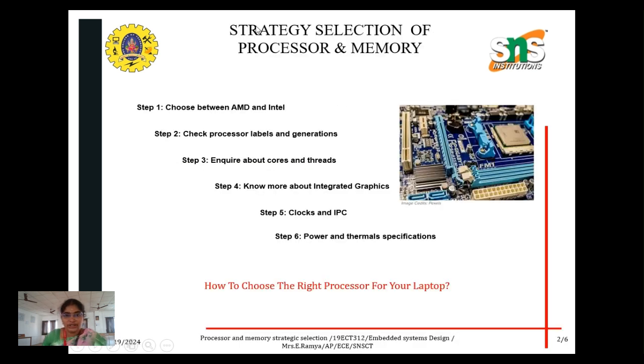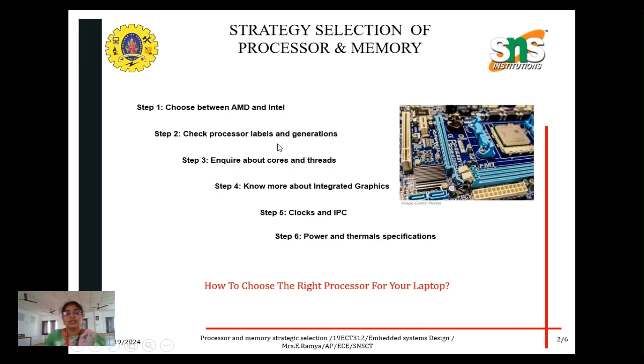Before going to the strategy selection of processor and memory, we have to know the steps to choose a processor and memory. The first step is to choose between AMD and Intel. Whether we are going to use an AMD processor or an Intel processor. The next step for processor selection is to check the processor labels and generation. Currently we are using 11th generation Intel processors.